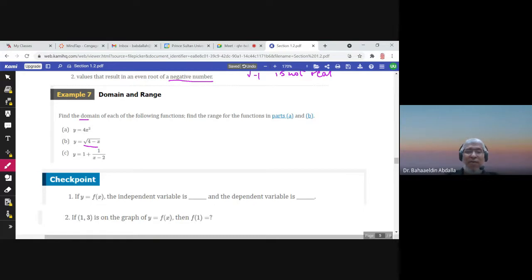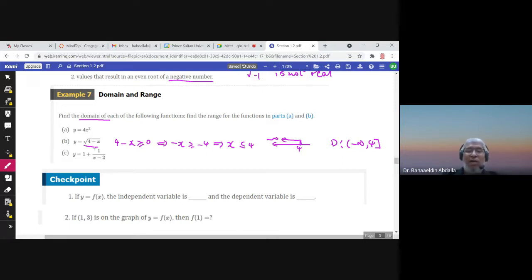So for example, if he asks me to find the domain of this function, I will ask that 4 minus x must be positive. So when I solve this inequality, negative x would be greater than or equal to negative 4, then x would be less than or equal to 4. So the domain would be from negative infinity to 4 closed, because I have equality. So this would be the domain of this function. If you choose any number here for x, I will have positive numbers inside the square root.